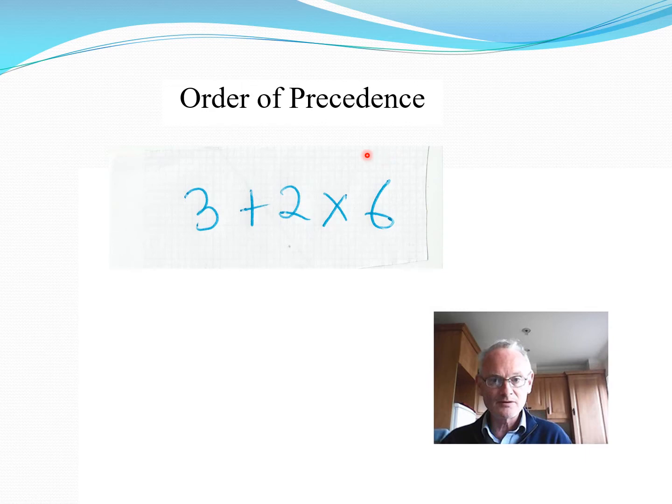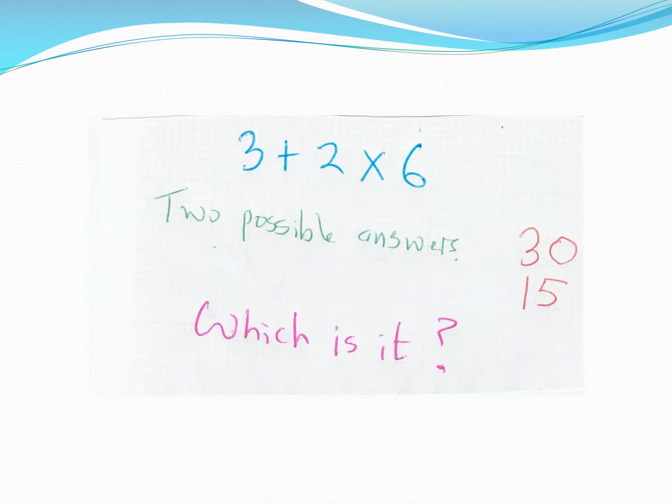So if we start with a simple example, we're looking at the order of precedence: 3 plus 2 times 6. On the first day in class, when we ask the students this question, the room usually divides into two. Half the students give 30 as the answer, and the other half give 15. So which is it? We could go 3 plus 2 is 5, 5 times 6 is 30. Or we could go 3 plus 2 times 6, 3 plus 12 is 15.